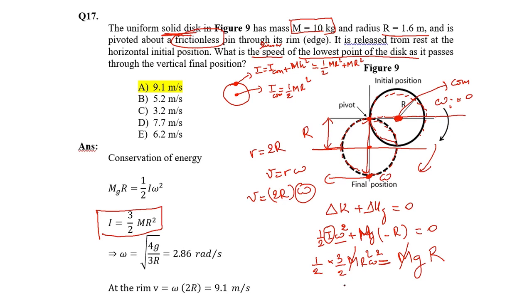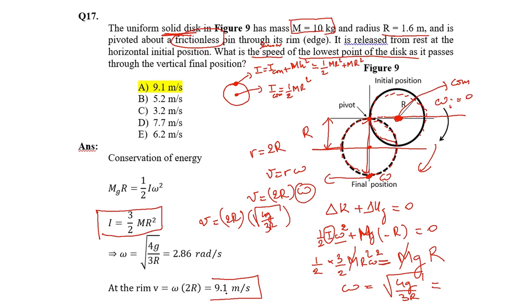So you will end up with omega being just the square root of 4g divided by 3r. And once I get omega, well, v is easy. v will be just equal to 2r multiplied by omega, which is the square root of 4g divided by 3r. And when you plug in the numbers, it will give you 9 meters per second.